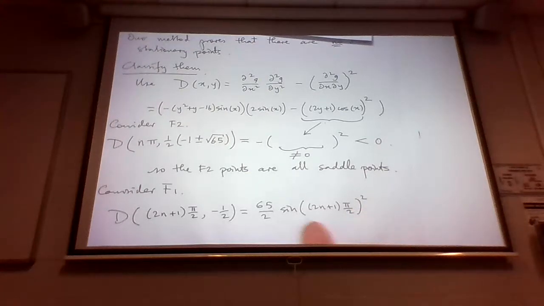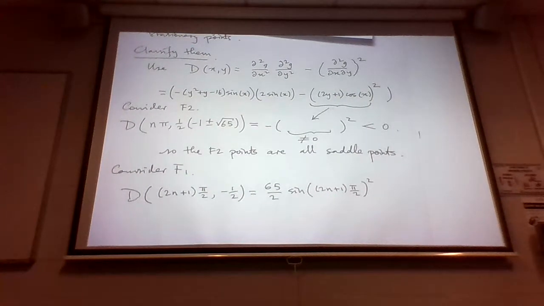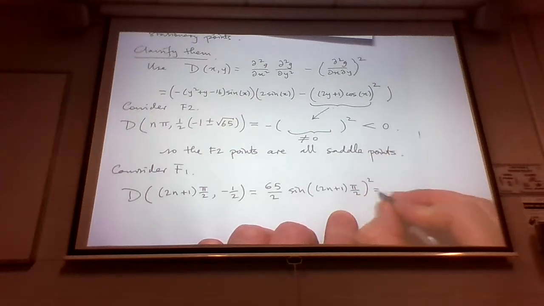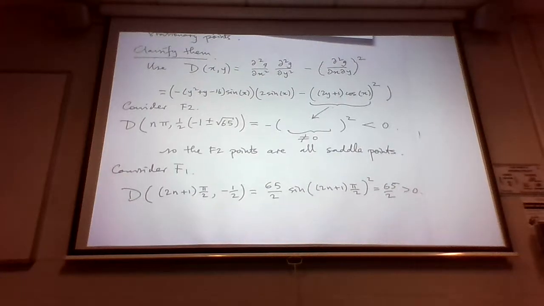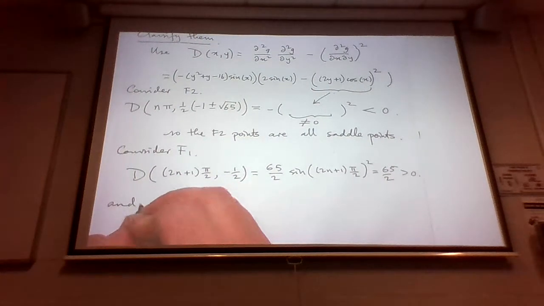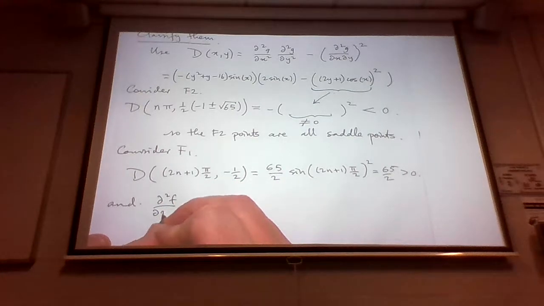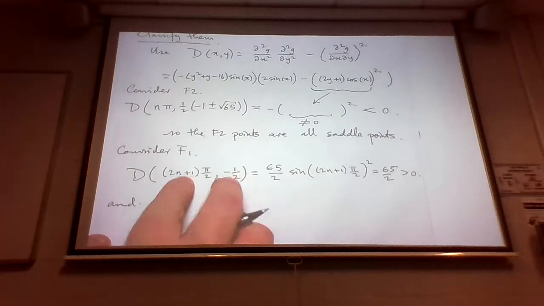So, see, this is sine at an odd multiple of pi over 2. These are the points on the sine graph that are up here. These are the maximums and minimums of the sine function. So these are plus or minus 1. So when you square it, you get plus 1. So you just get 65 over 2, which is bigger than 0. That's the point. Bigger than 0. So the classification scheme said that we needed to look at the value of the second order partial derivative evaluated at this point.